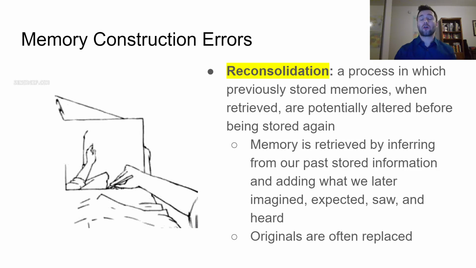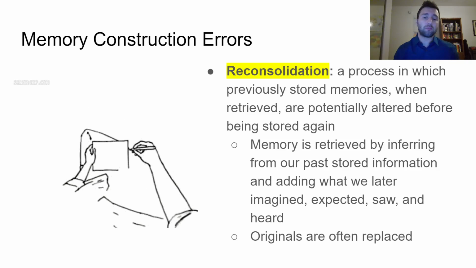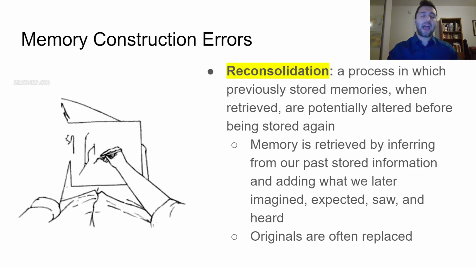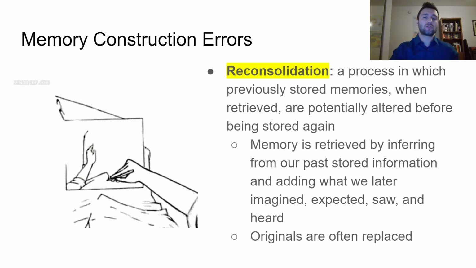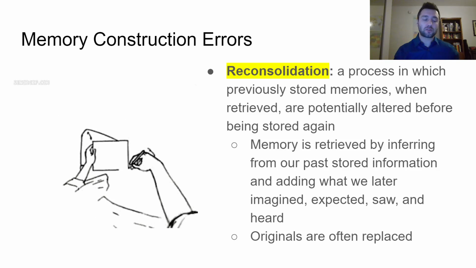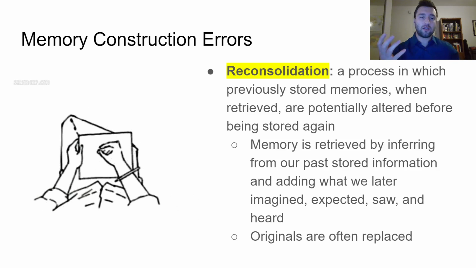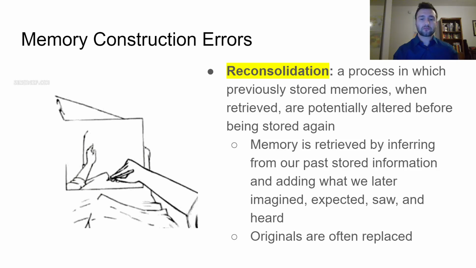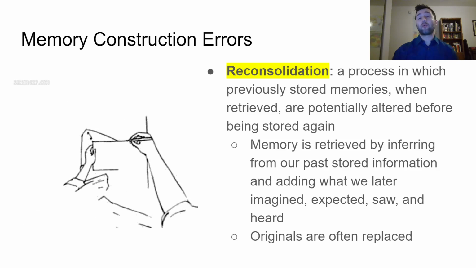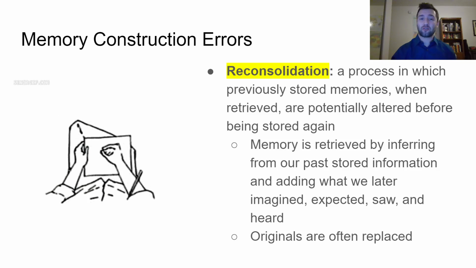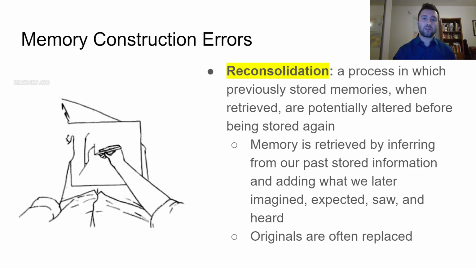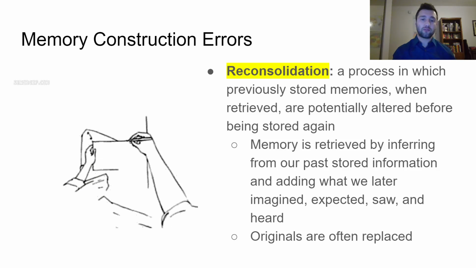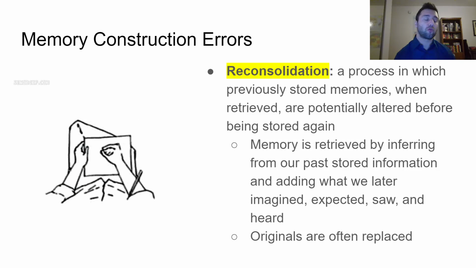We actually construct memories. And I'm reading this off the second bullet point here. Memory is retrieved by inferring from our past stored information and adding what we later imagined, expected, saw, and heard. So what's really happening when you remember something is you are building it. You're literally constructing that memory every single time. So every time you remember it, you're putting it together from scratch again, and you're adding together all these different pieces. Now what that means is that those memories might not be perfect, and that over time, they can actually change. And that's what reconsolidation is. Reconsolidation is a process in which previously stored memories, when retrieved, so we've gone back and remembered them, are potentially altered before being stored again.